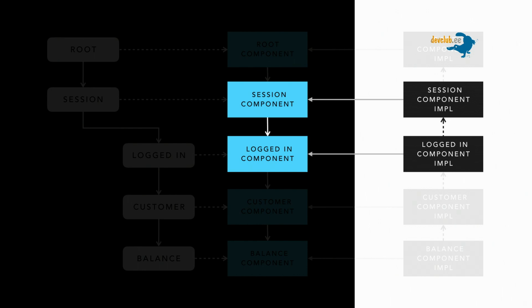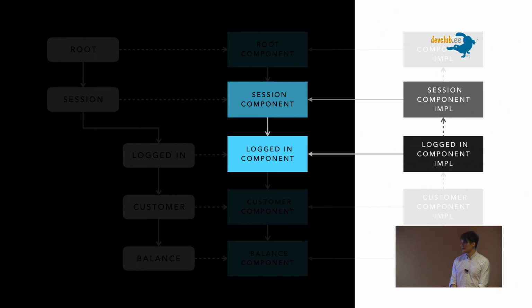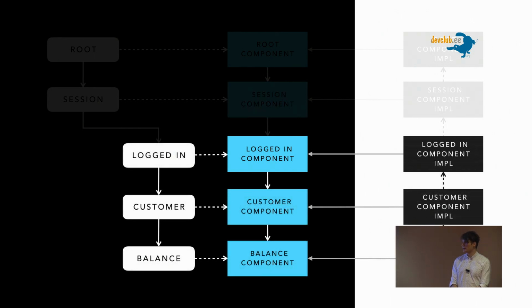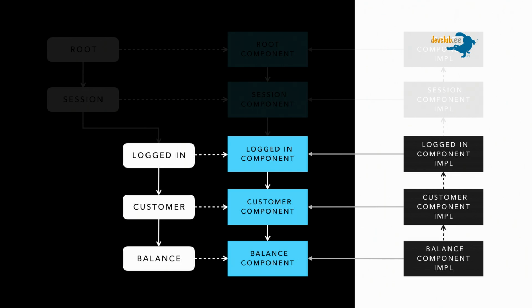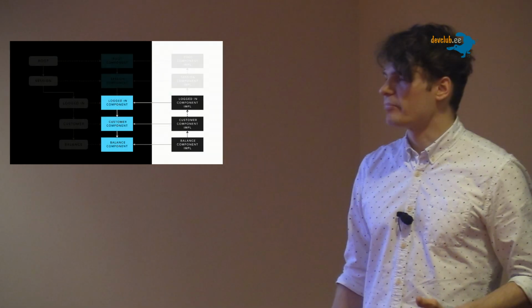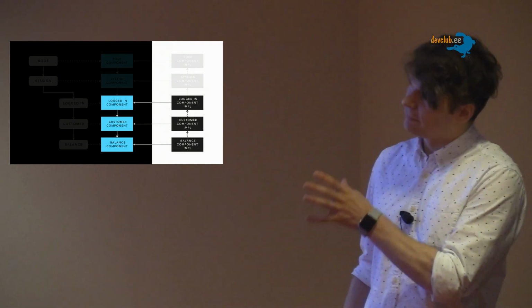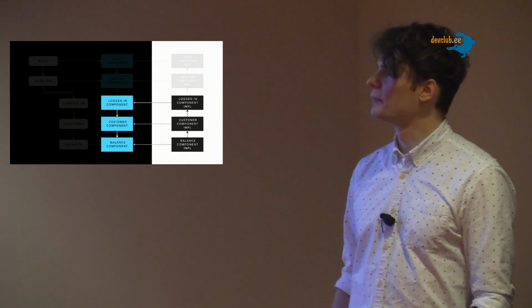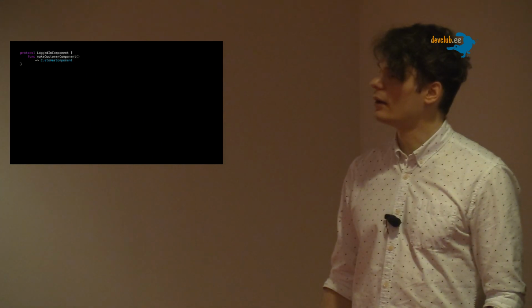Okay. Now let's go back to the problem at hand. If you remember, we still have kind of a problem here. At the balance scope, or now in this case, balance component should create us this account service, which we needed. And we need authorized client, which lives in logged-in component. So let's see how we can now retrieve it with compile time guarantee. And I will show you the code for these three things.